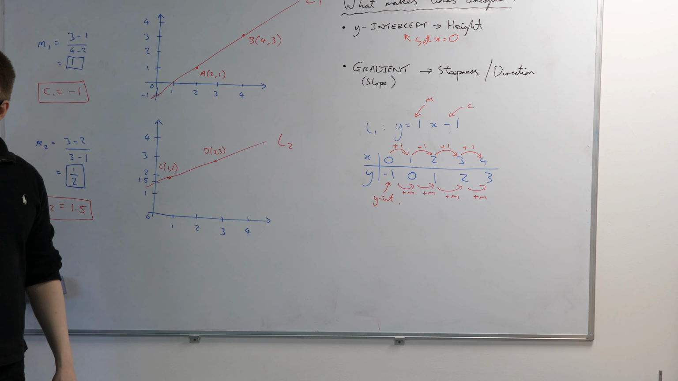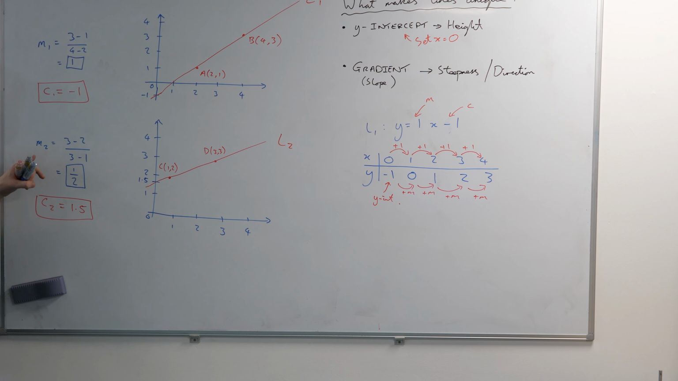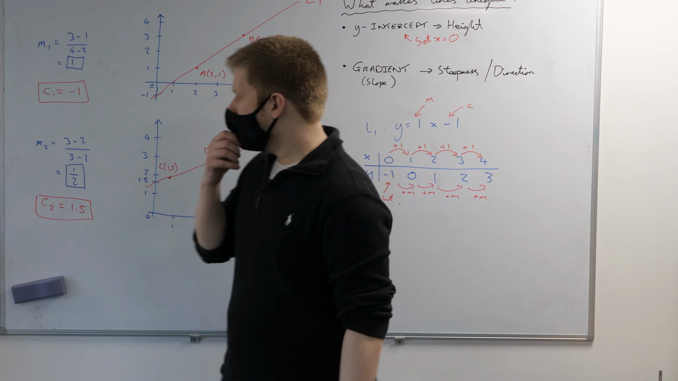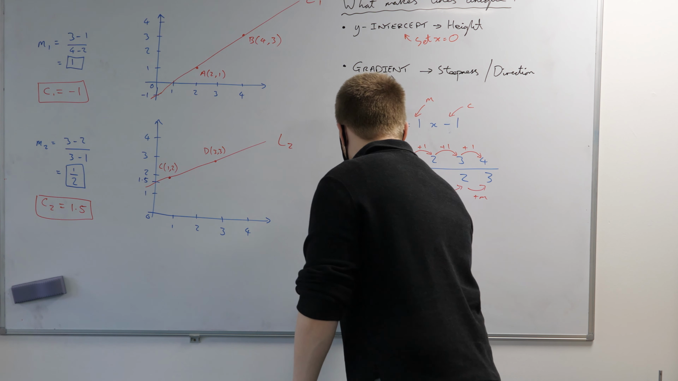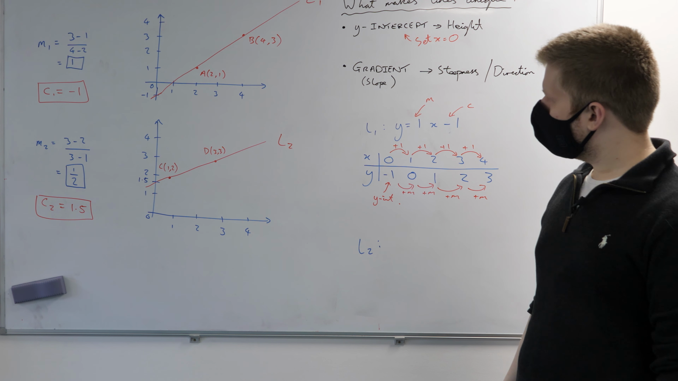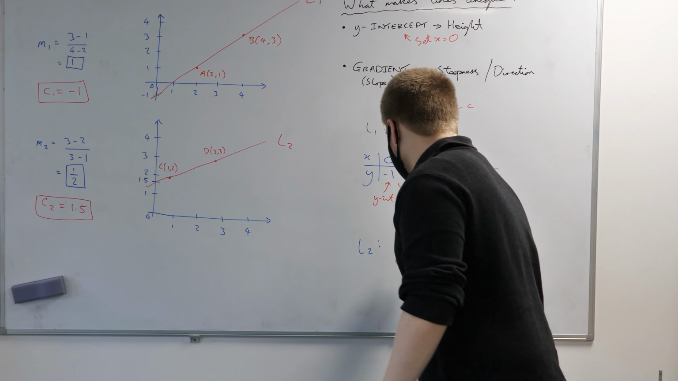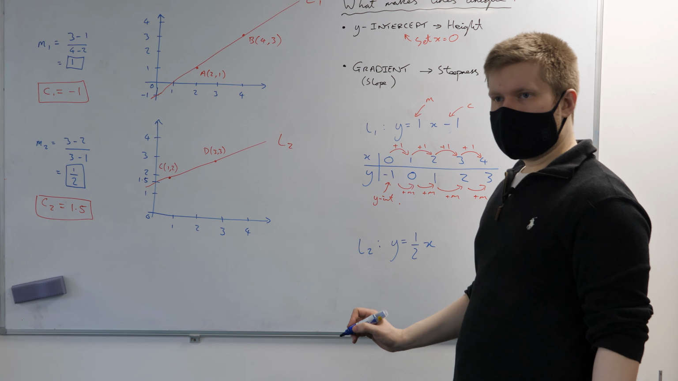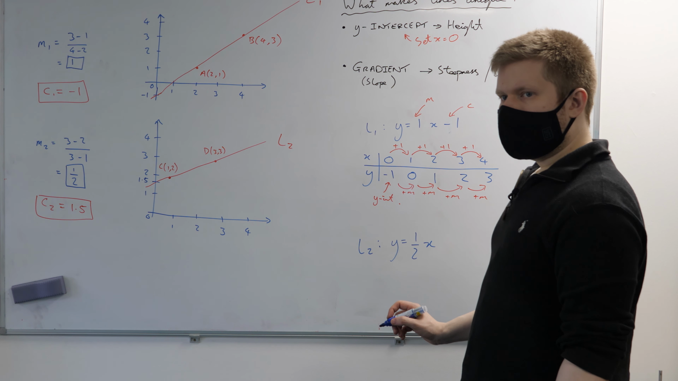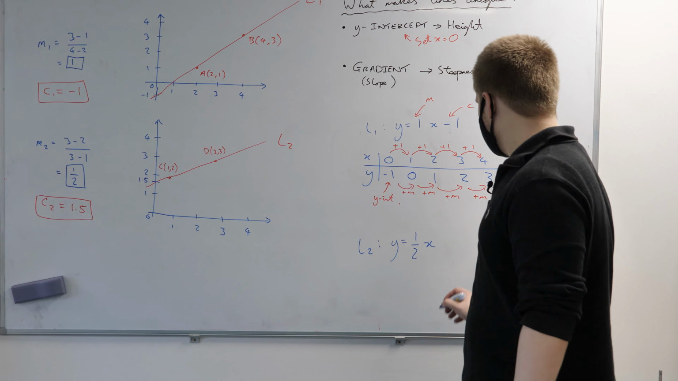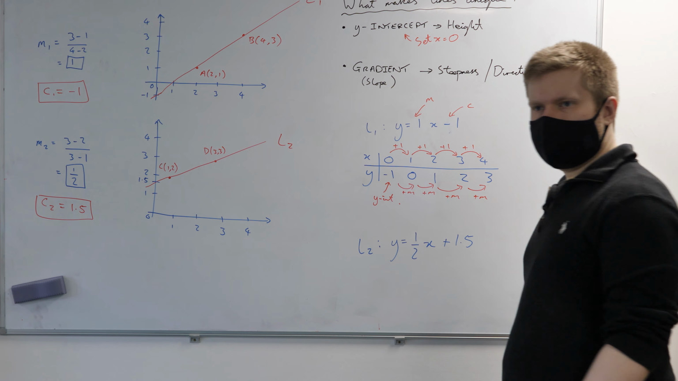So using that then, let's look at line 2 now. Given that I know the gradient is equal to a half, and the y-intercept is equal to 1.5, could you tell me what the equation of line 2 is? Half. Good. So give it to me as y equals. Y equals half multiplied by x. Good. So that's 1.5 there. Plus. Why is it plus and not minus 1.5?